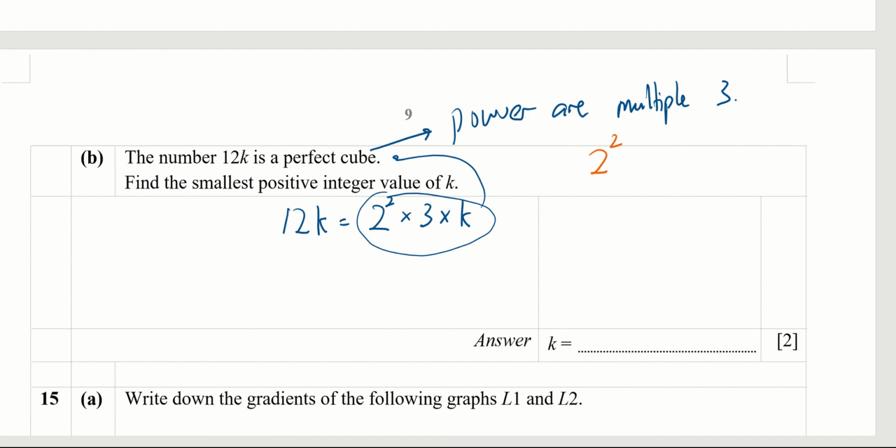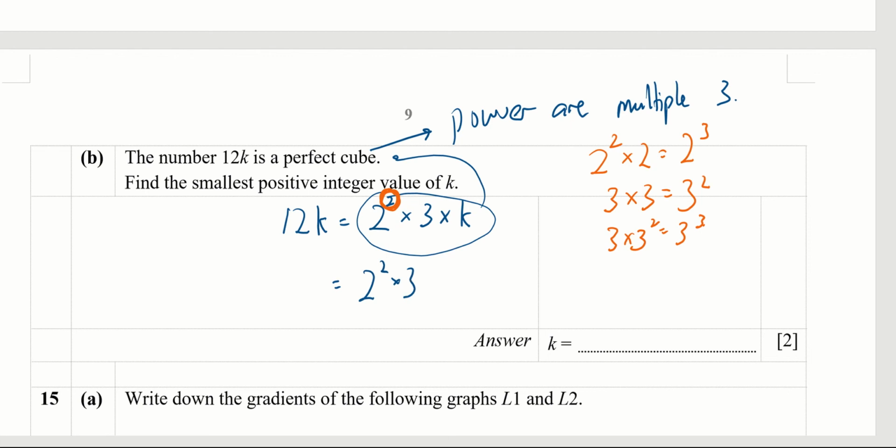So if I have 2 square times 2, it will be 2 cube. If I have 3 times 3, I have 3 square. If I have 3 times 3 square, I have 3 cube. Alright, so looking at the 2 here, I will need the power to be cube, right?